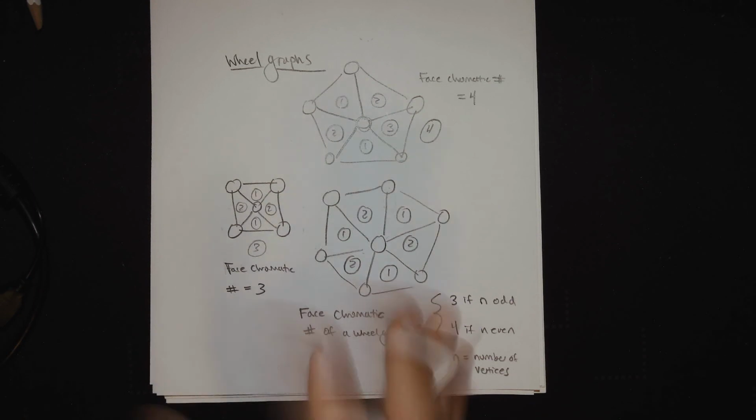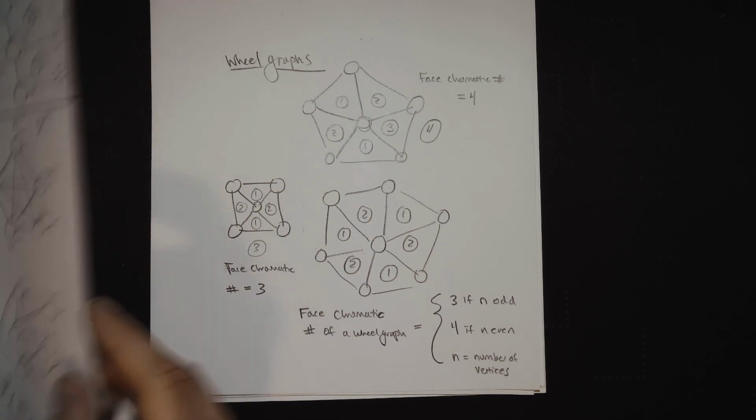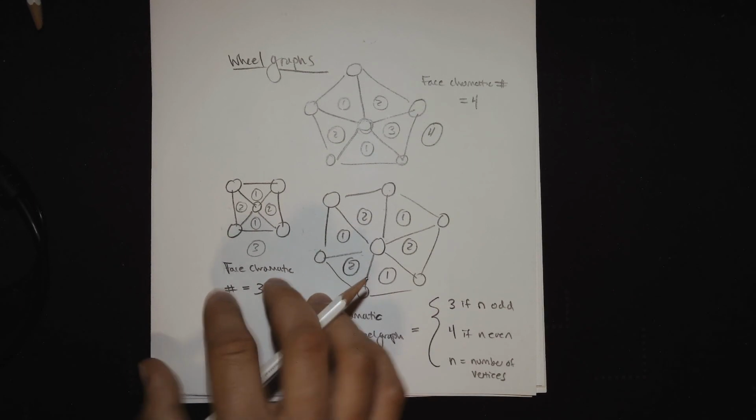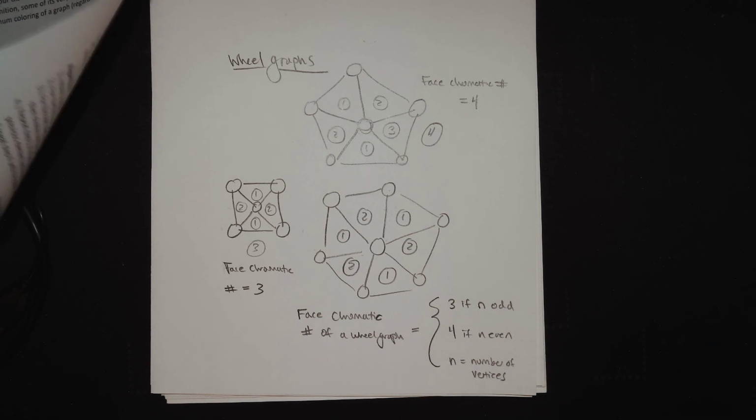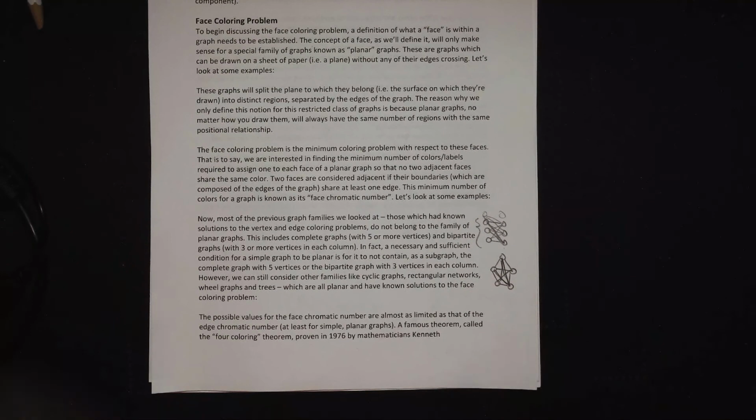So the regular and predictable structure of graphs in these graph families allows us to know what the face chromatic number is without much effort. All right, so the possible values for the face chromatic number are almost as limited as that of the edge chromatic number, at least for simple planar graphs. A famous theorem called the four-color theorem, proven in 1976 by mathematicians Kenneth Appel and Wolfgang Haken, states that for any such graph, simple and planar, its face chromatic number will be no more than 4.